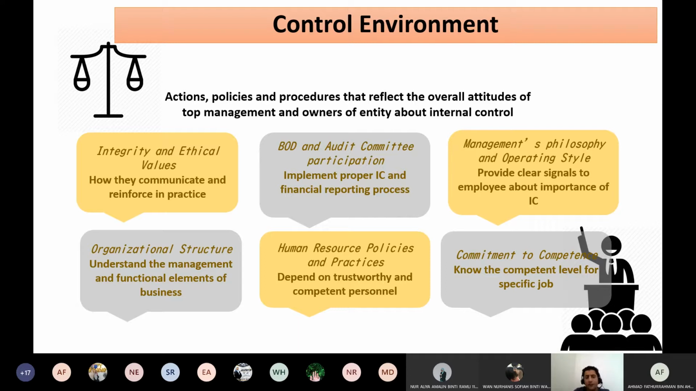Lastly, it's about having an organizational structure that understands the management and the functional element of business. So having those 6 items will create a healthy control environment.